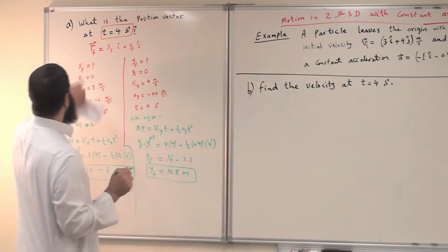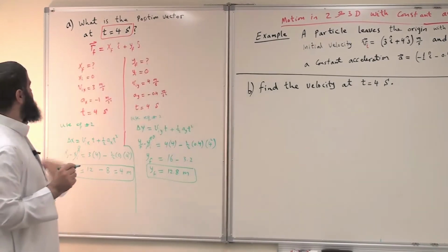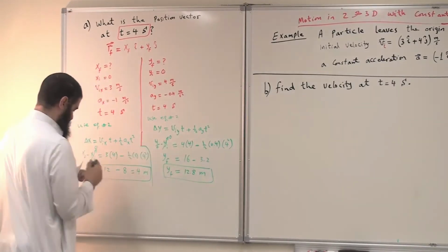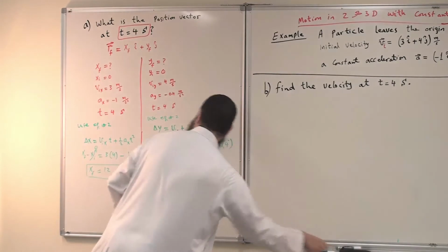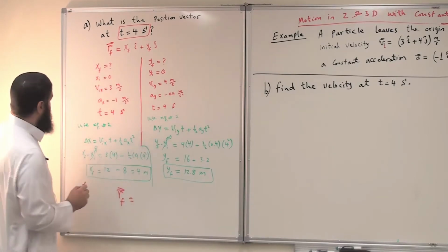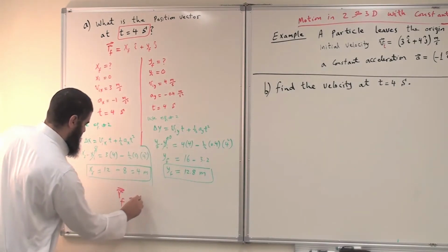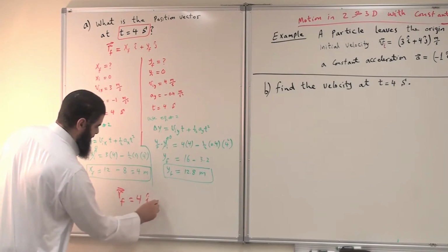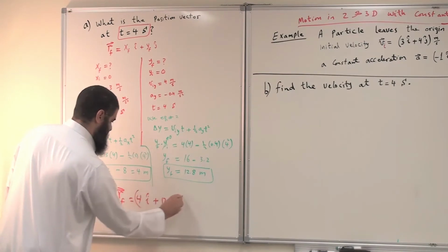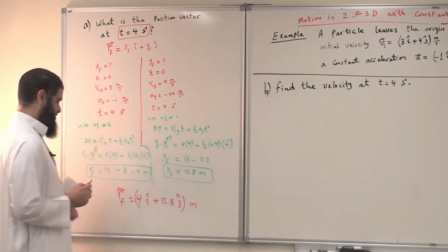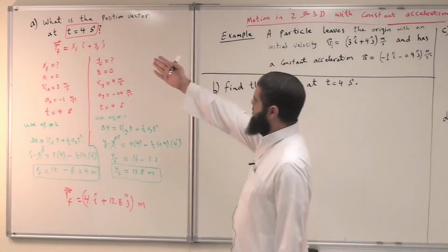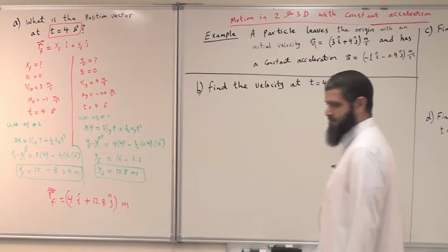He was asking me about the position vector, finally. And the position vector, as we wrote it here, is x final i plus y final j. Now I am ready to write that position vector. So r final, I will write it as x final, which is 4 meters in the i direction, plus 12.8 meters in the j direction, and this is in units of meters. So we have answered the first question, part A, about the position vector at 4 seconds.